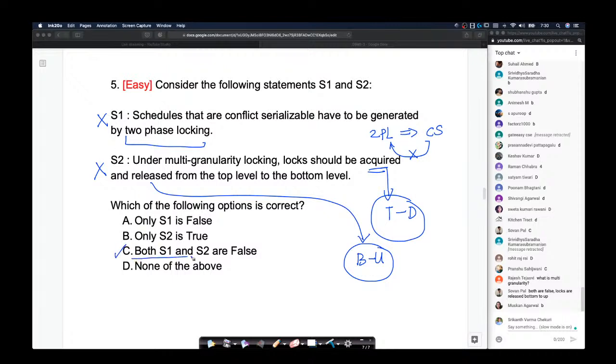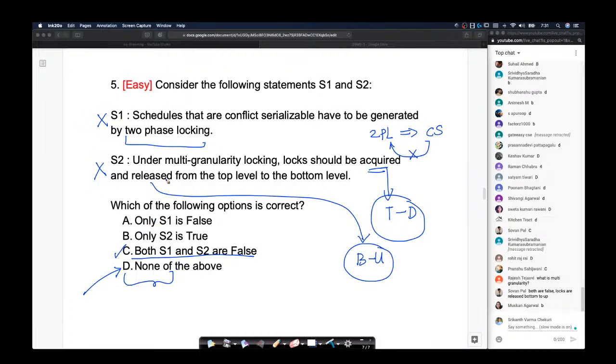Because both of them are incorrect, option C is the right option. I think some of you got confused with the none of the above. Some of you thought none of the above basically means both these options are incorrect. But the actual true answer here is both S1 and S2 are false. So that's the right answer here. I can understand that some of you are getting confused. You thought, okay, this is incorrect, so none of the above is the right answer.